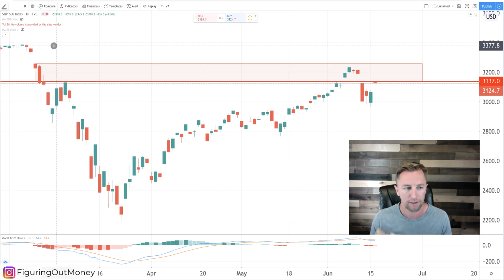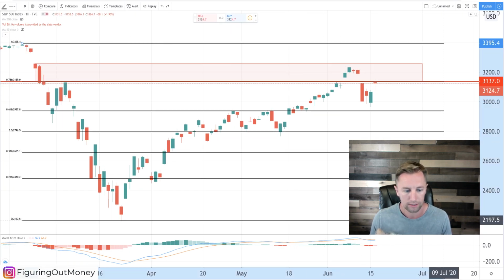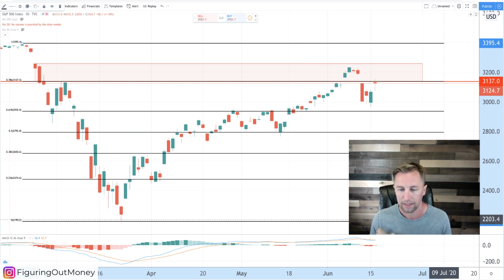If I draw out the Fibonacci retracement tool, let's see where that matches up. As you can see, when I draw out the Fibonacci tool, that's exactly at the 78% retracement level right here at the lower portion at 31.38 that we're talking about.